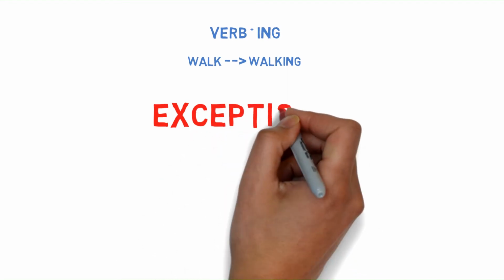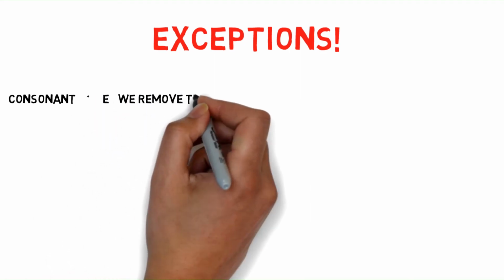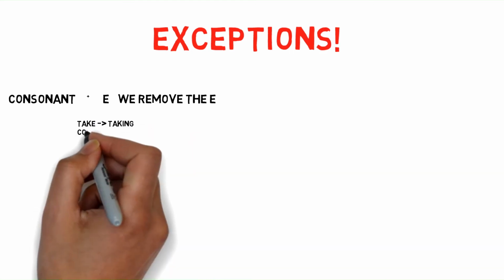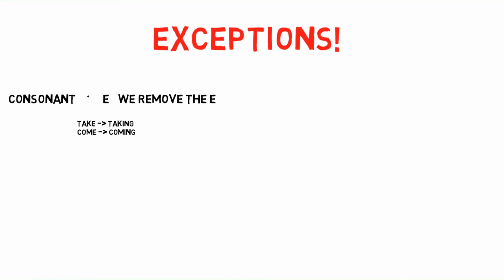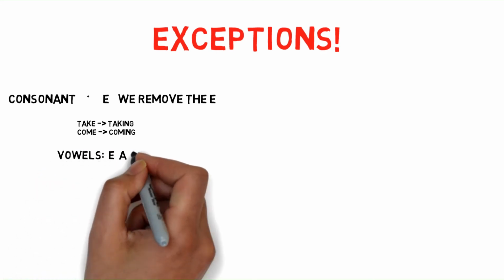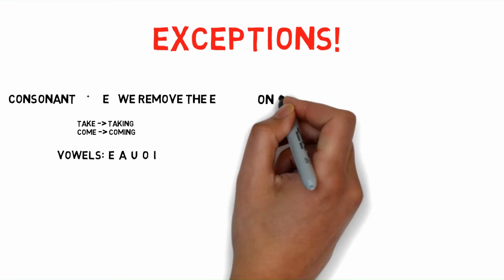ولكن عندنا some exceptions. Like consonant E, remove the E. يعني فاش يكون عندنا E في الاخر ديال الكلمة وتيكون قبل منها consonant تنحيدو هذيك E وتنديرو ing. Take تتولي taking. Come تتولي coming. Of course خصنا نفهمو بلي انه كاين فرق ما بين consonant وvowels. Vowels هو E, A, U, O and I, واي حاجة خارج هادو تتسماو consonant.